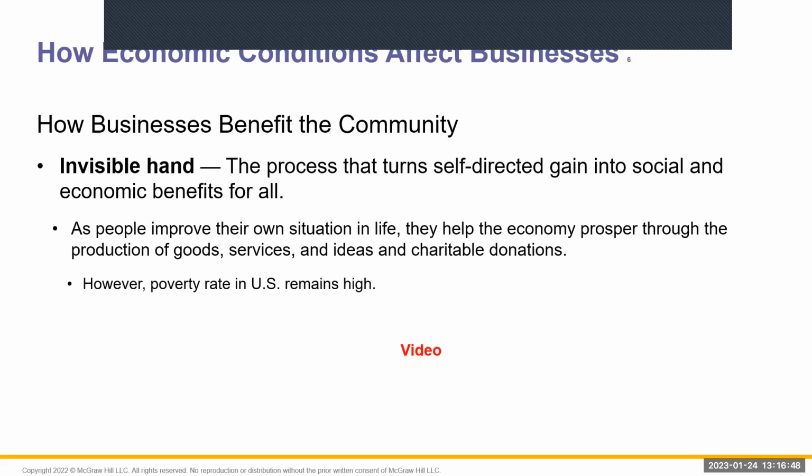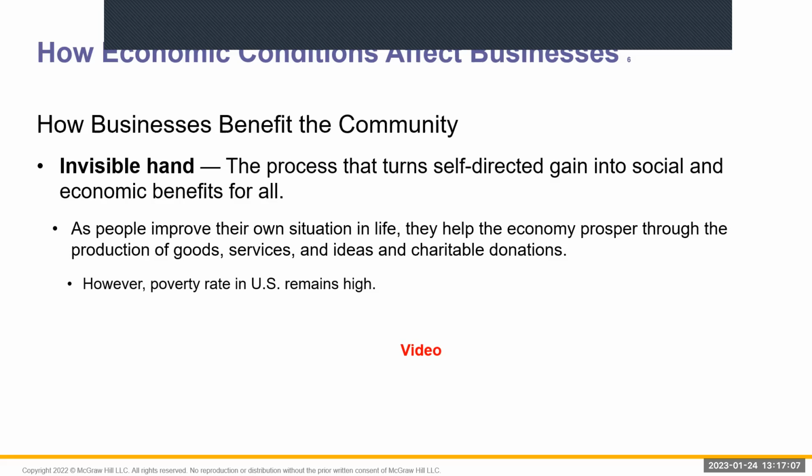How do businesses benefit the community? Well, according to Smith, the invisible hand. That's a process that turns self-interested gain into social and economic benefits. As people improve their social situation in life, they help the economy prosper through the production of goods and services and ideas and charitable donations.